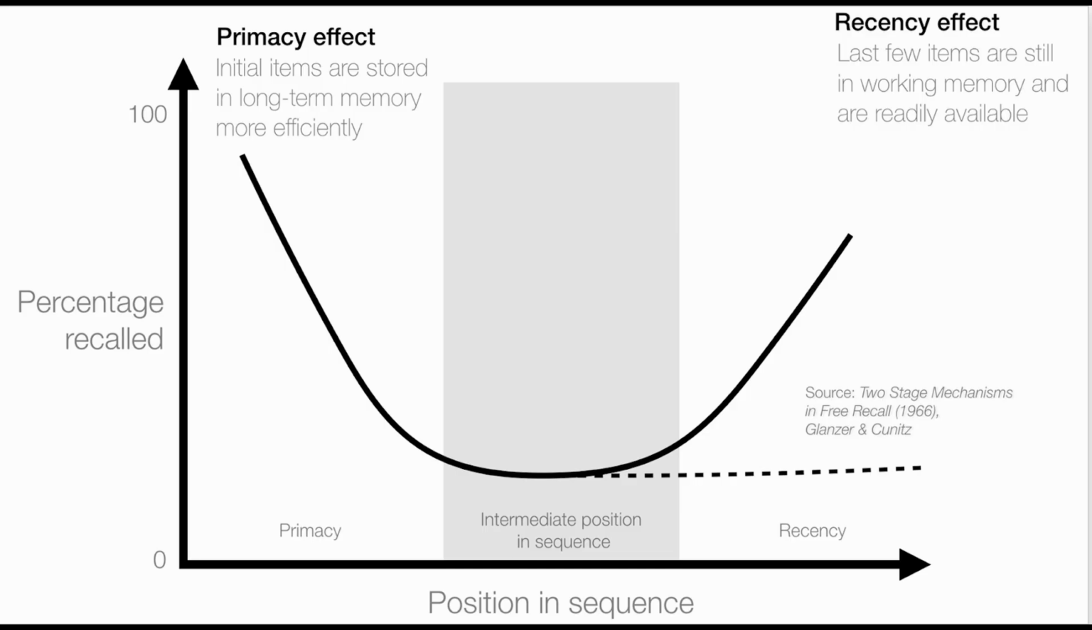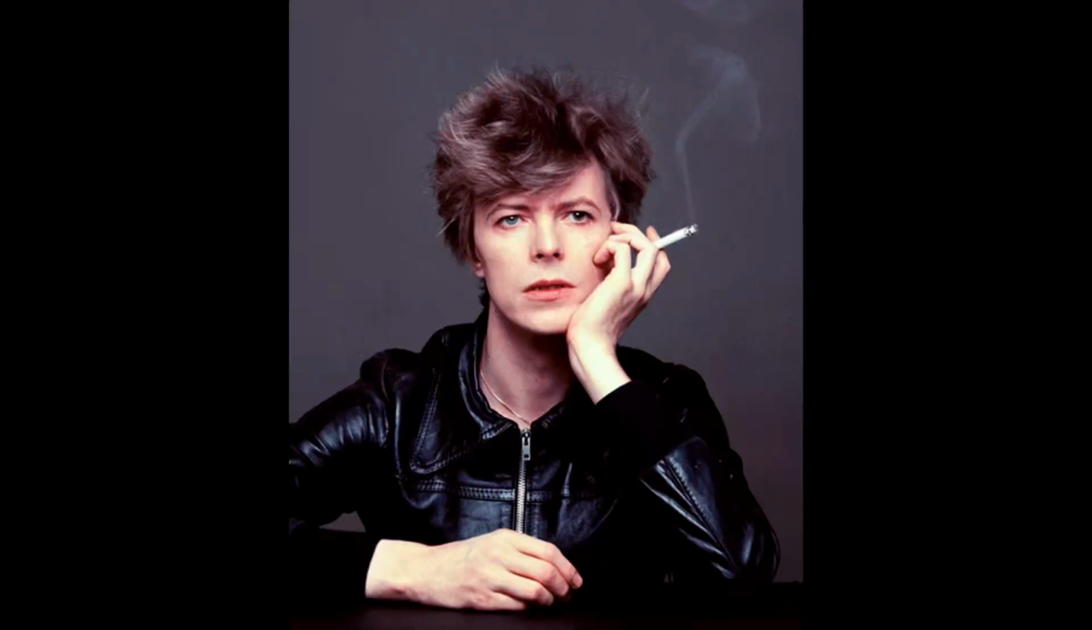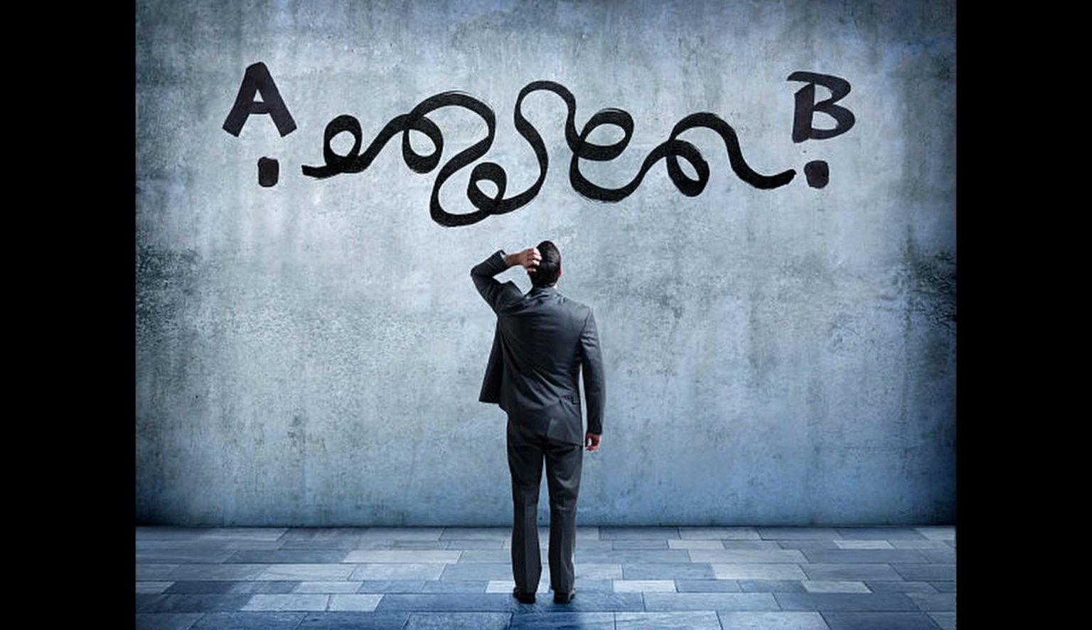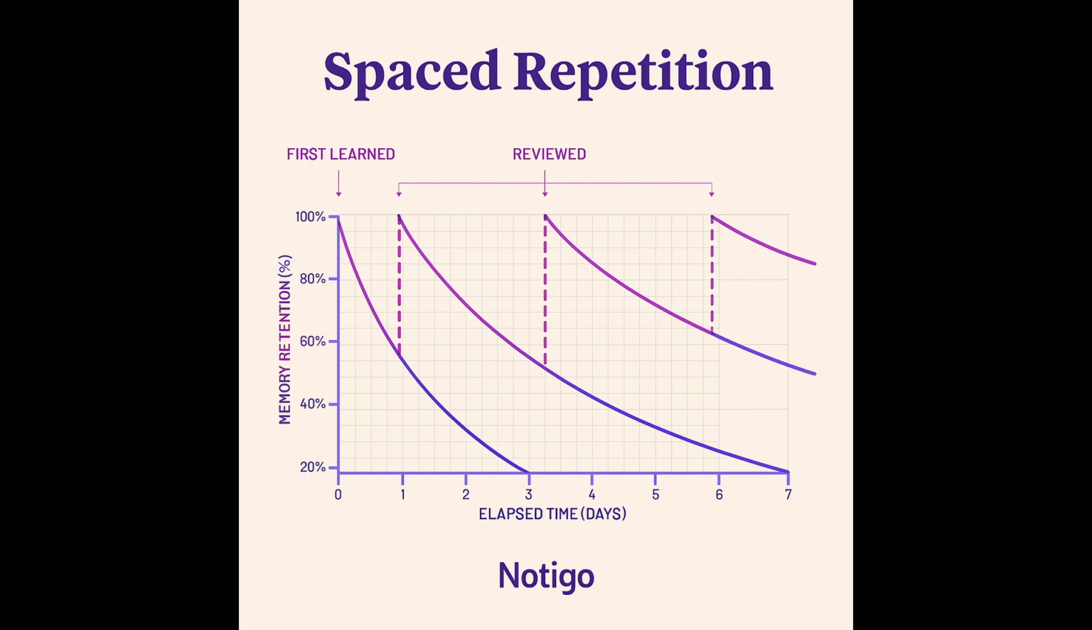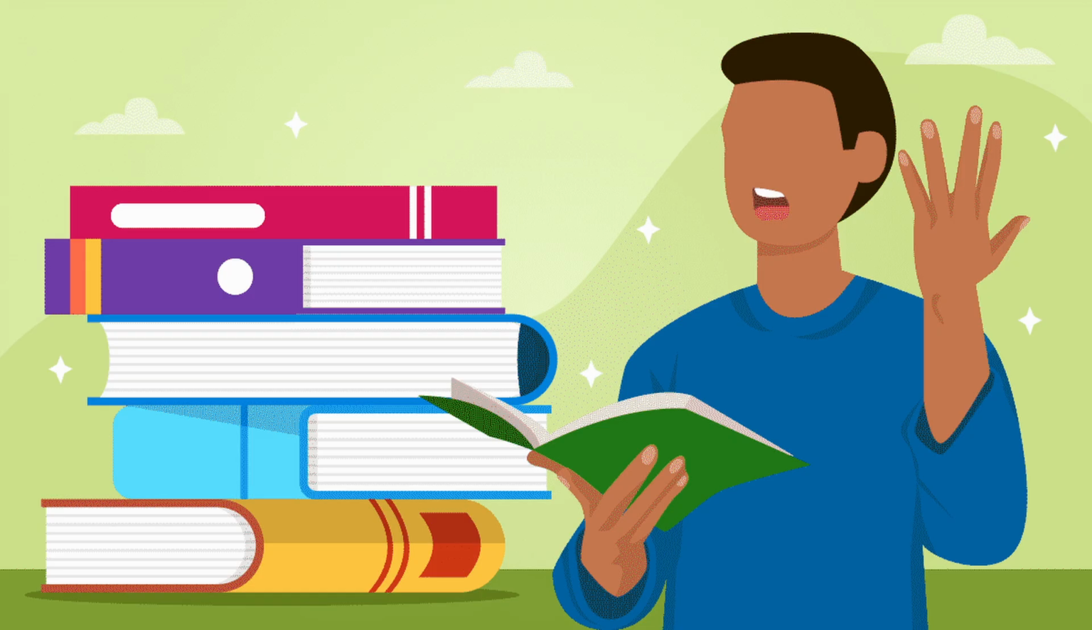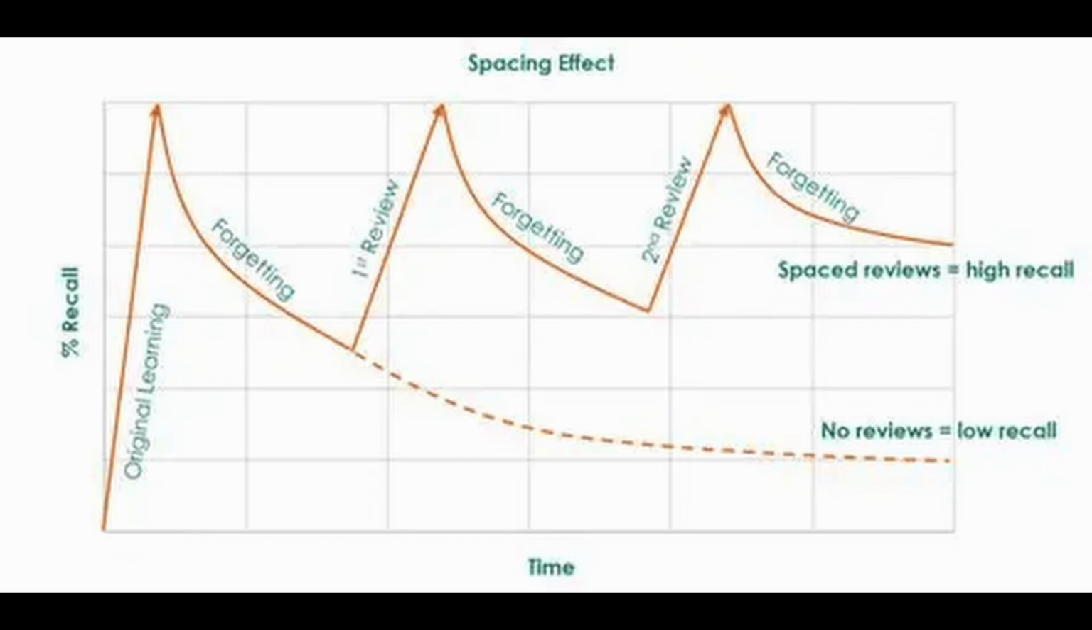Primacy effect and recency effect. It's easier to remember what was presented to us first and last. Spaced repetition, forgetting curve and production effect. Read important parts aloud. Spacing effect. Randomly pause every so often for 10 seconds and do nothing during the pause.